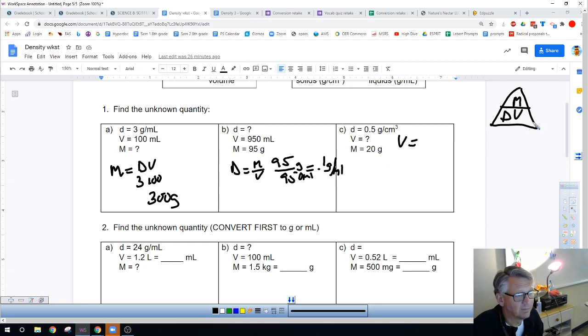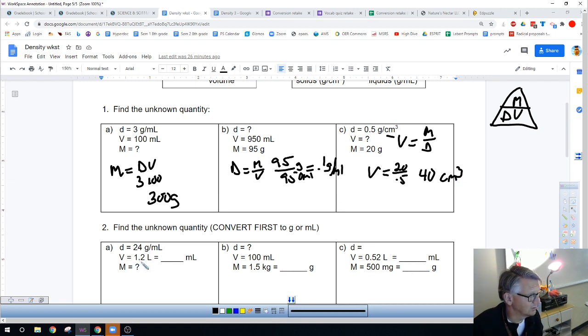Volume is equal to mass divided by density. So volume is equal to 20 over 0.5. And I did this one earlier, and I gave you the wrong answer. The correct answer should be 40, and it is going to be labeled in cubic centimeters.